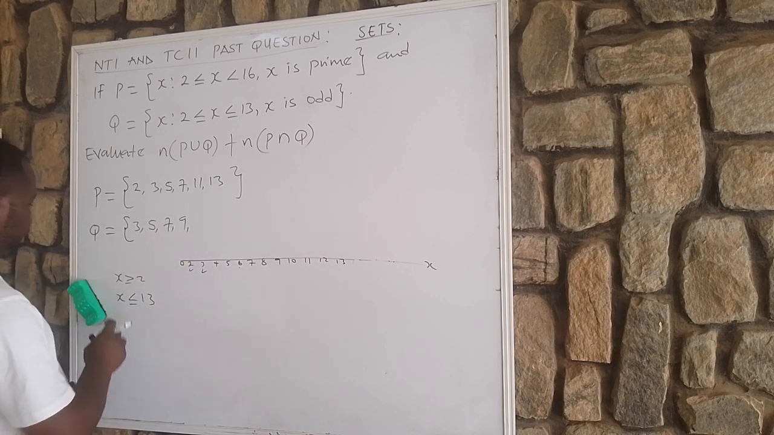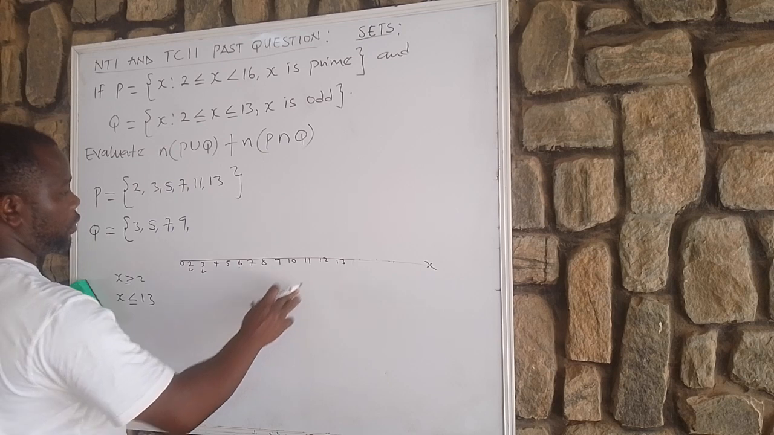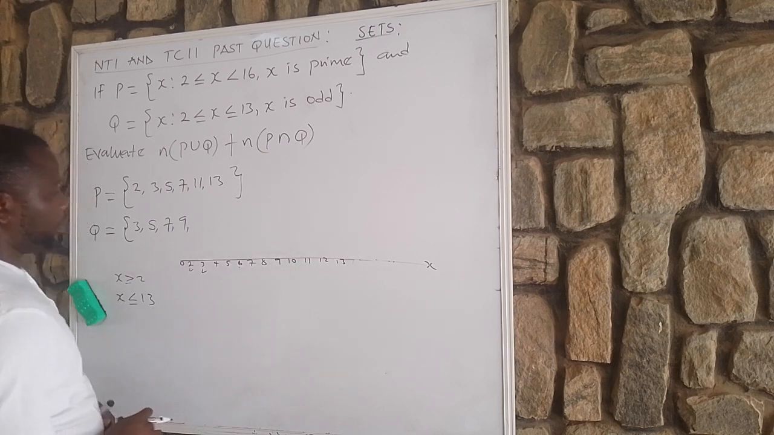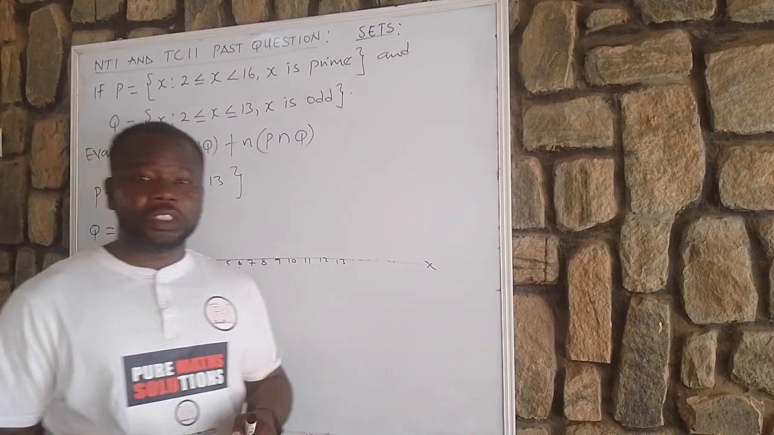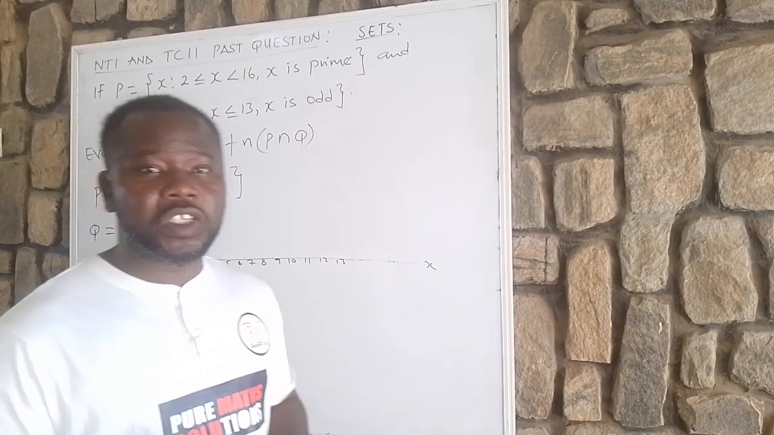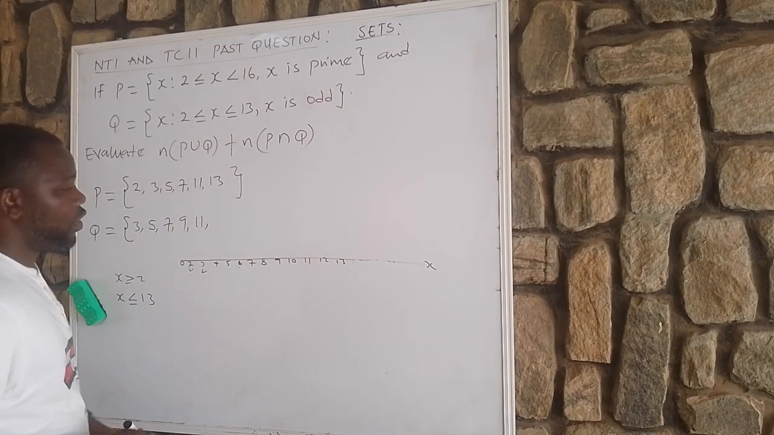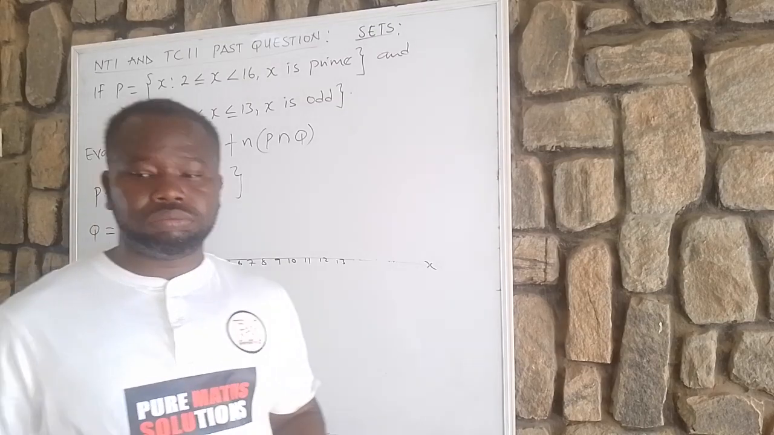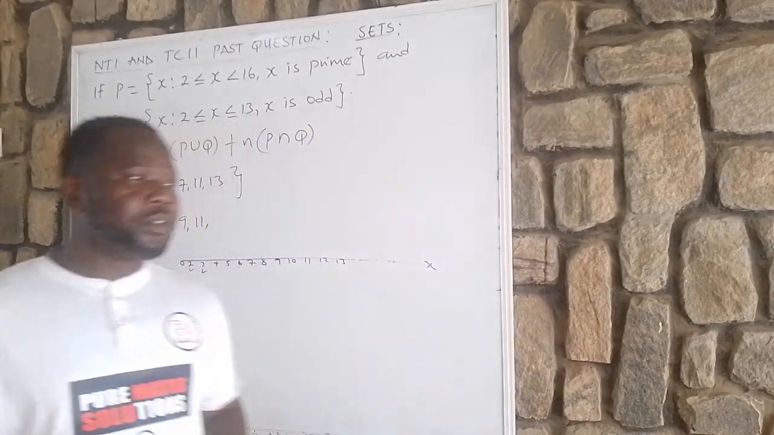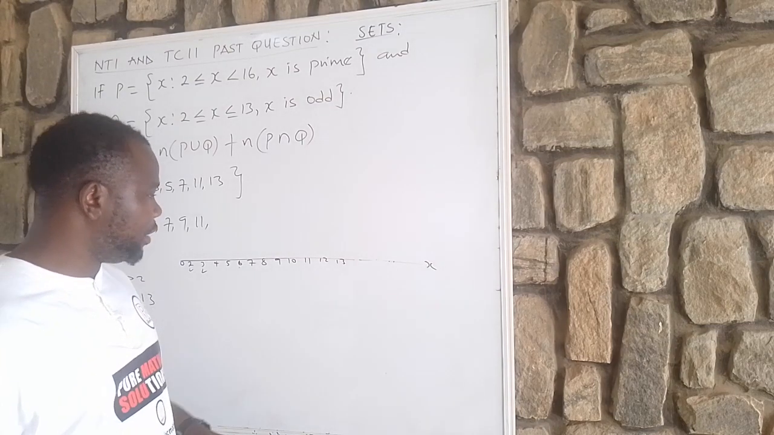Then they said less than or equal to 13. Is 11 an odd number? 11 is an odd number. Why? Because it cannot divide 2. Then 12, is it an odd number? 12 is not an odd number. Why? Because 12 can divide 2.